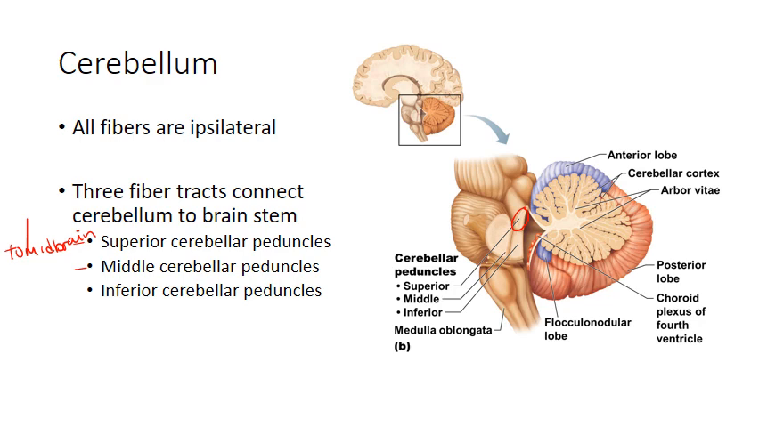The middle cerebellar peduncles, which is this one, is going to connect the pons to the cerebellum. And then the inferior cerebellar peduncles, so this block right here, that bundle of nerve fibers is going to connect the medulla oblongata to the cerebellum.